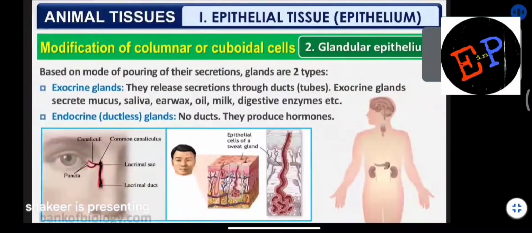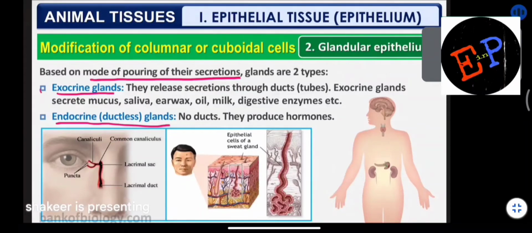Then glandular epithelium, some more information he is giving. Based on the mode of pouring of their secretions, glands are of two types. Glands secrete secretions, no? How these secretions are released into the body, based on that again we can divide glandular epithelium into two types. One is exocrine, second one is called endocrine. What is meant by exocrine? Exocrine means the secretions released by these glands are released into the body through some pipes, and these pipes are called ducts.